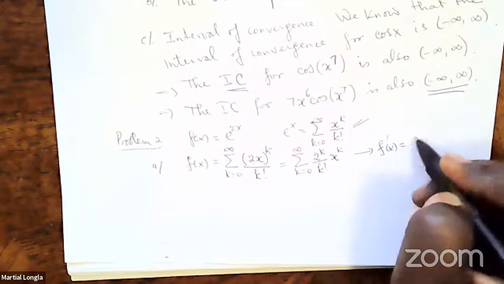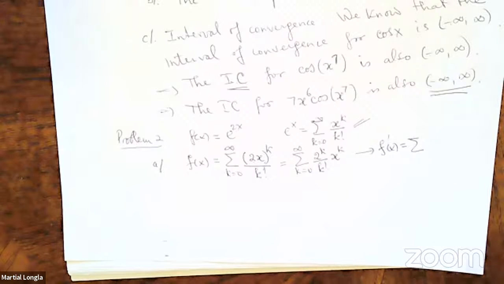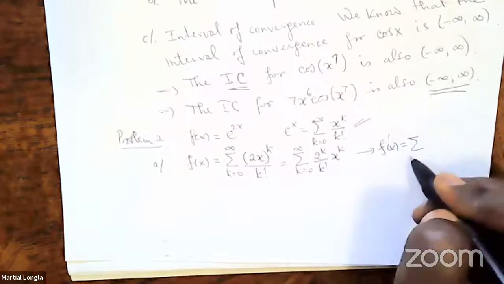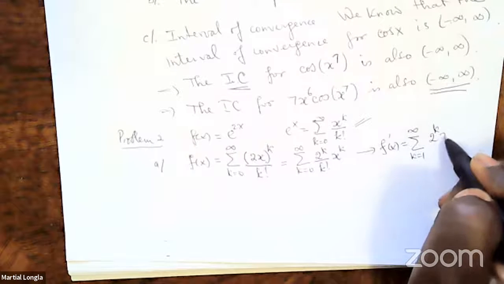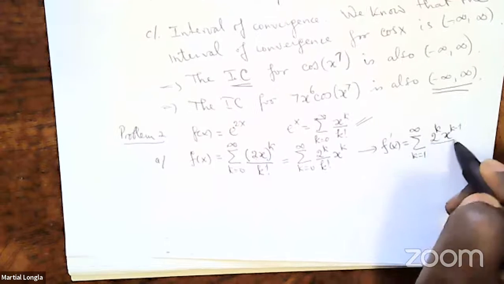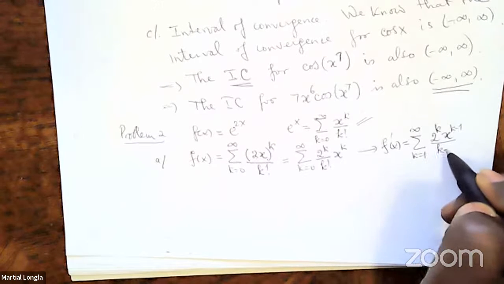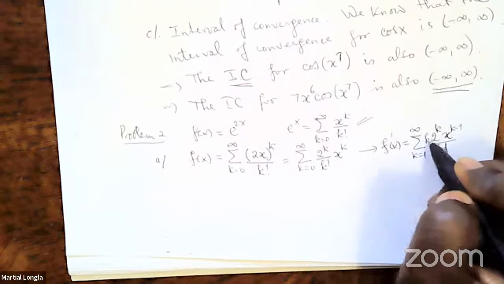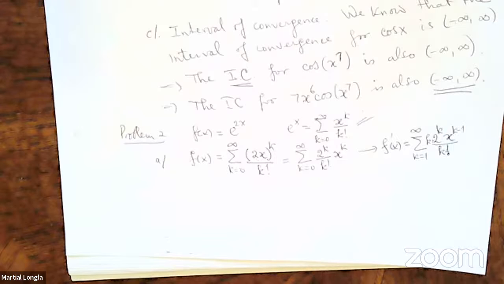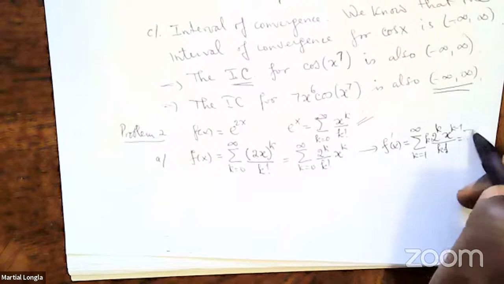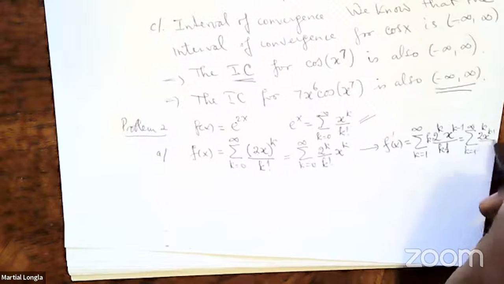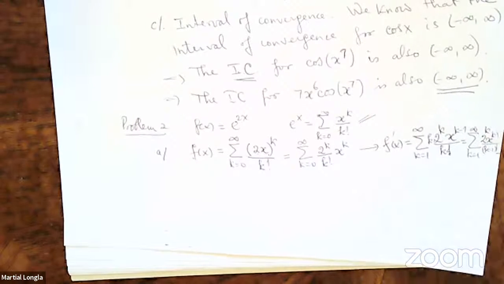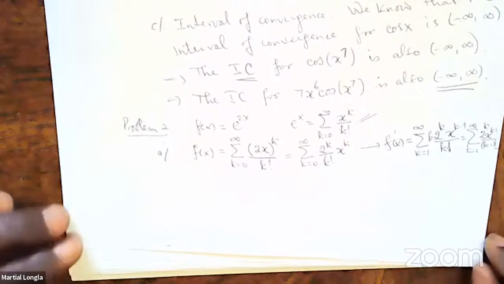F prime of x is the sum. And you remember when you take derivatives, the term with k equal 0 can drop out when k comes down. So you can just start k from 1 to infinity, 2 to the k, x to the k minus 1 over k factorial. And then the derivative gives you a k here. This turns into the sum k from 1 to infinity, 2 to the k, x to the k minus 1 over k minus 1 factorial, because k over k factorial is 1 over k minus 1 factorial. So you got your derivative.